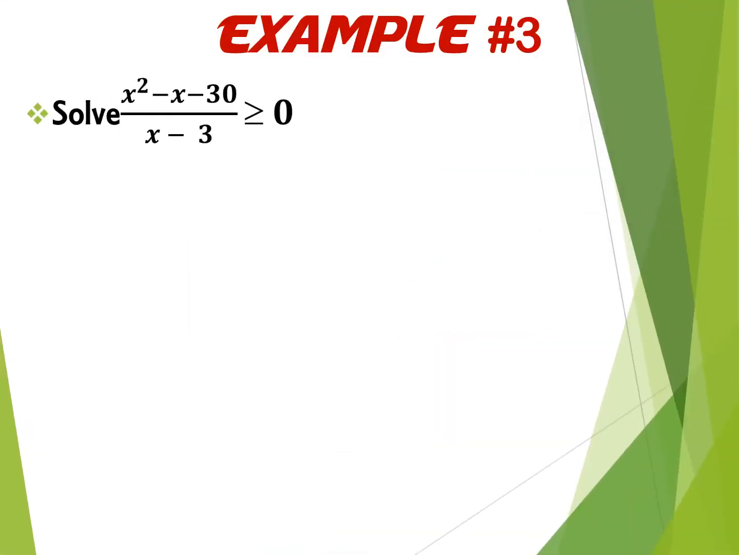Okay, let's have another example. Solve x squared minus x minus 30 divided by x minus 3 is greater than or equal to 0. So, first step, single form. So, we already have 0 on the right side. So, you can proceed to step number 2.